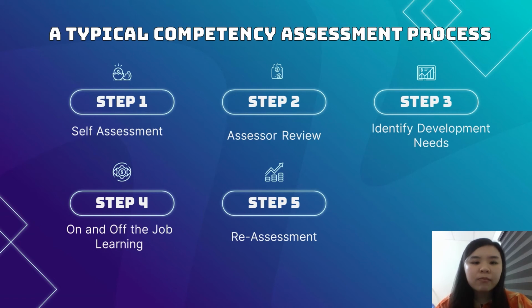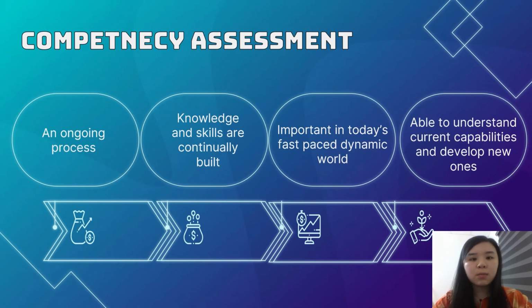And the last step, step 5: for each development need identified, a person will need to be reassessed once learning has been completed. Once the assessment has been successfully completed, a person is deemed competent. In short, competency assessment is an ongoing process in which knowledge and skills are continually built.